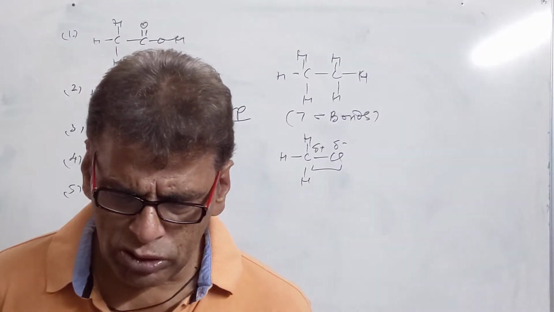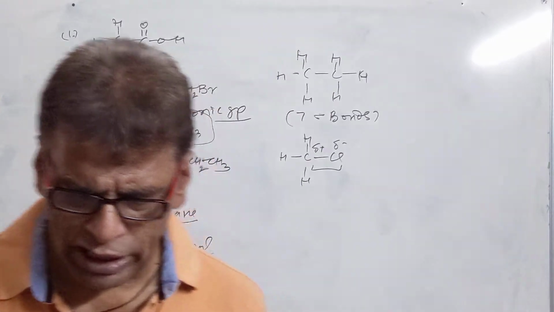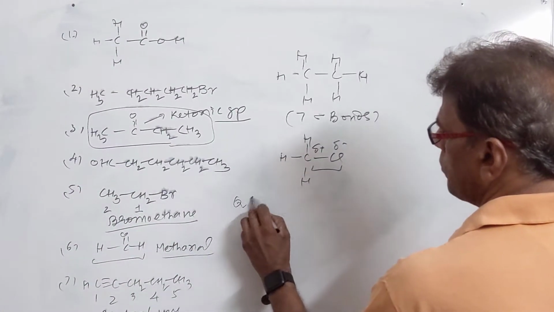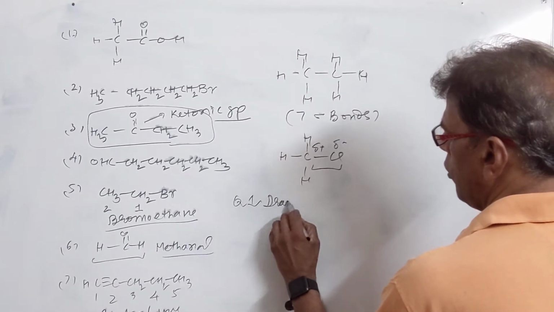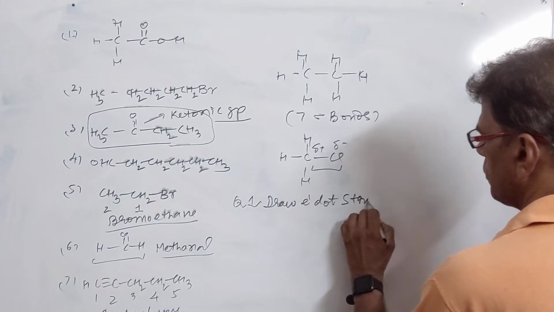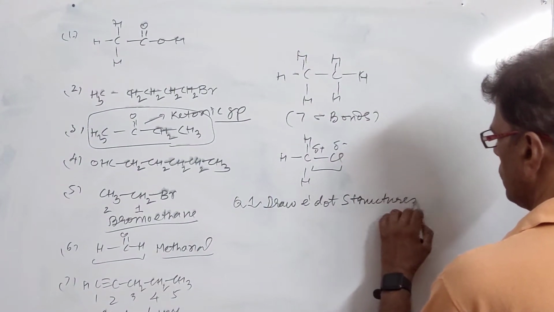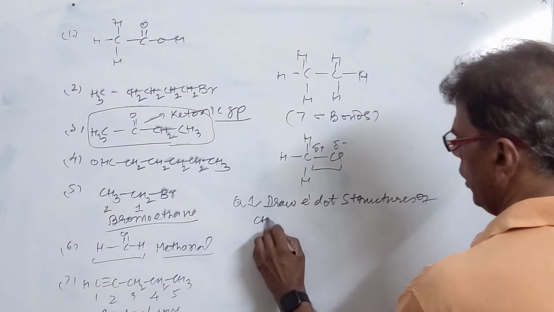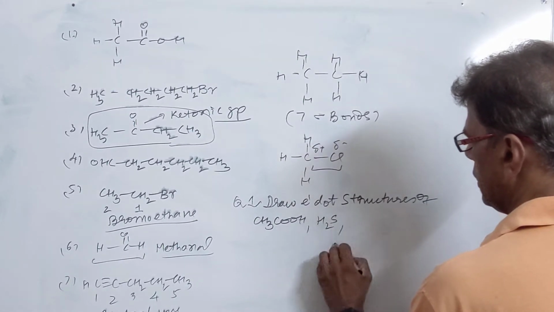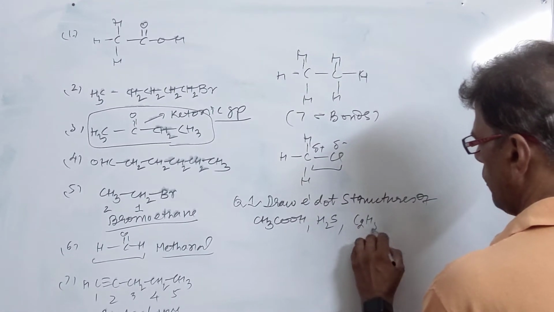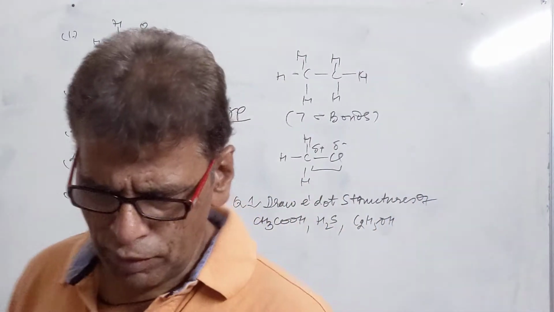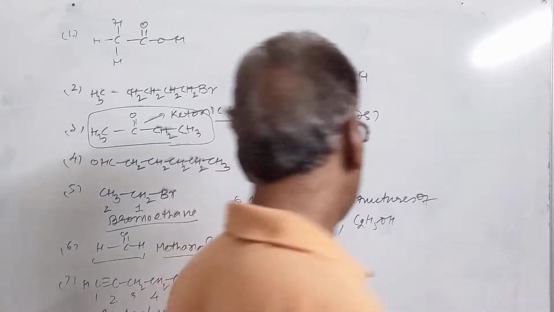Draw the electron dot structure for ethanoic acid, H2S. This is our question. Draw electron dot structures of ethanoic acid, H2S, ethanol, and you have the propanone, F2.